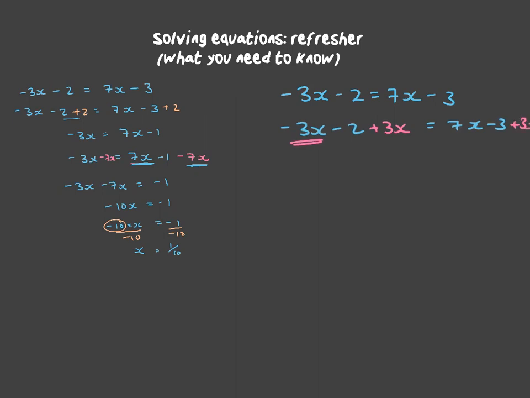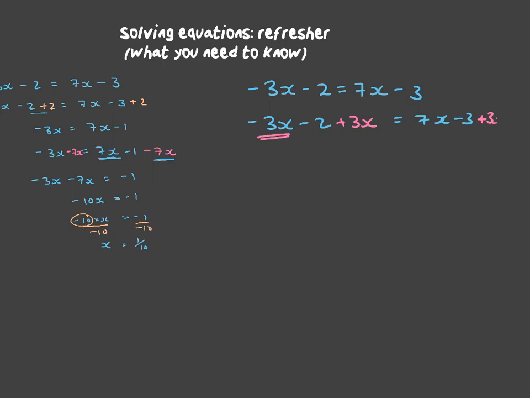So I'm sure that's somewhere. So we've got, you add 3x on both sides. Okay, so what's happening here? Minus 3x plus 3x is 0, so we've got negative 2 on the left-hand side, and on the right-hand side, we've got 7x plus 3x is 10x, and minus 3.